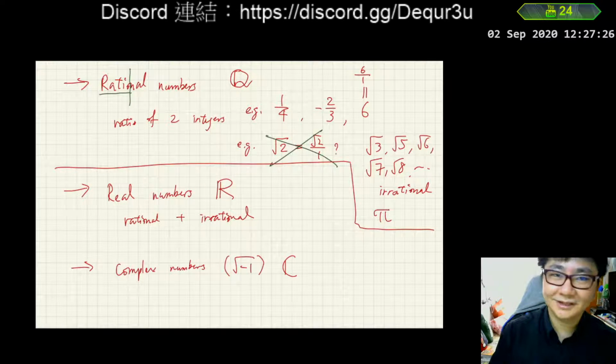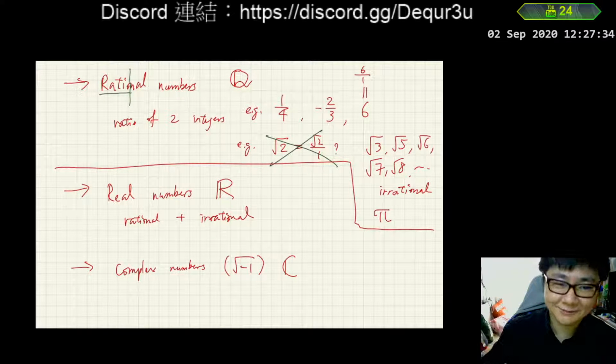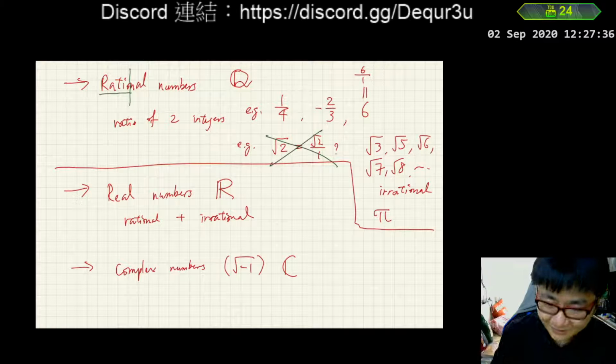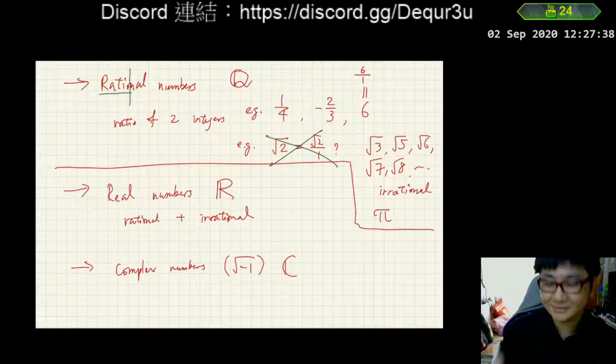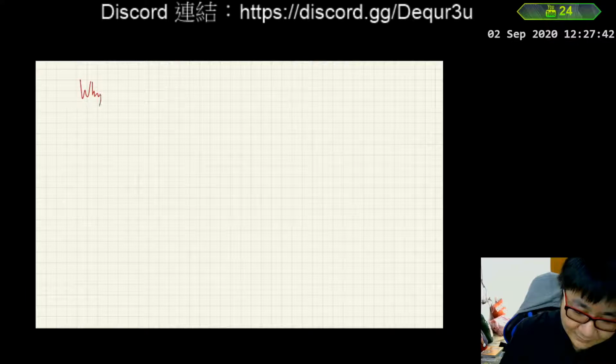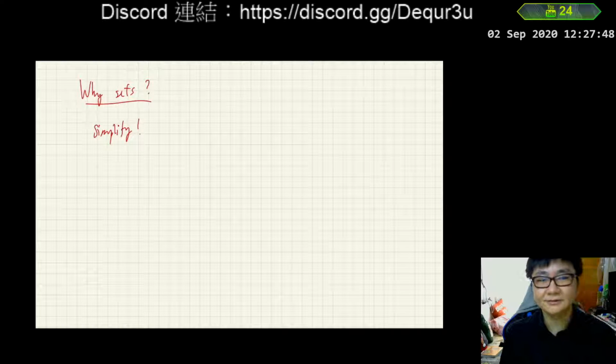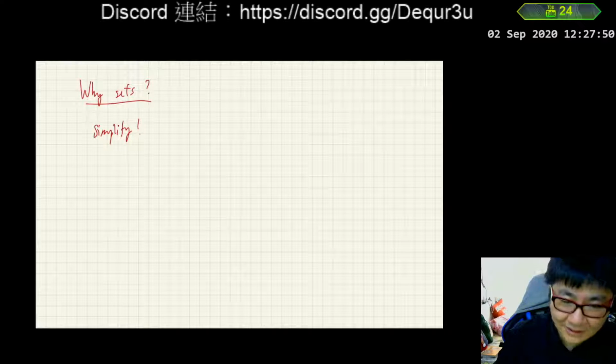So to show why we have sets: because we want to simplify representation. We don't want to, every time we say, for example, 4 is an integer, write many words. So why do we use sets? Why sets? To simplify, because we can use symbols to show our statements.